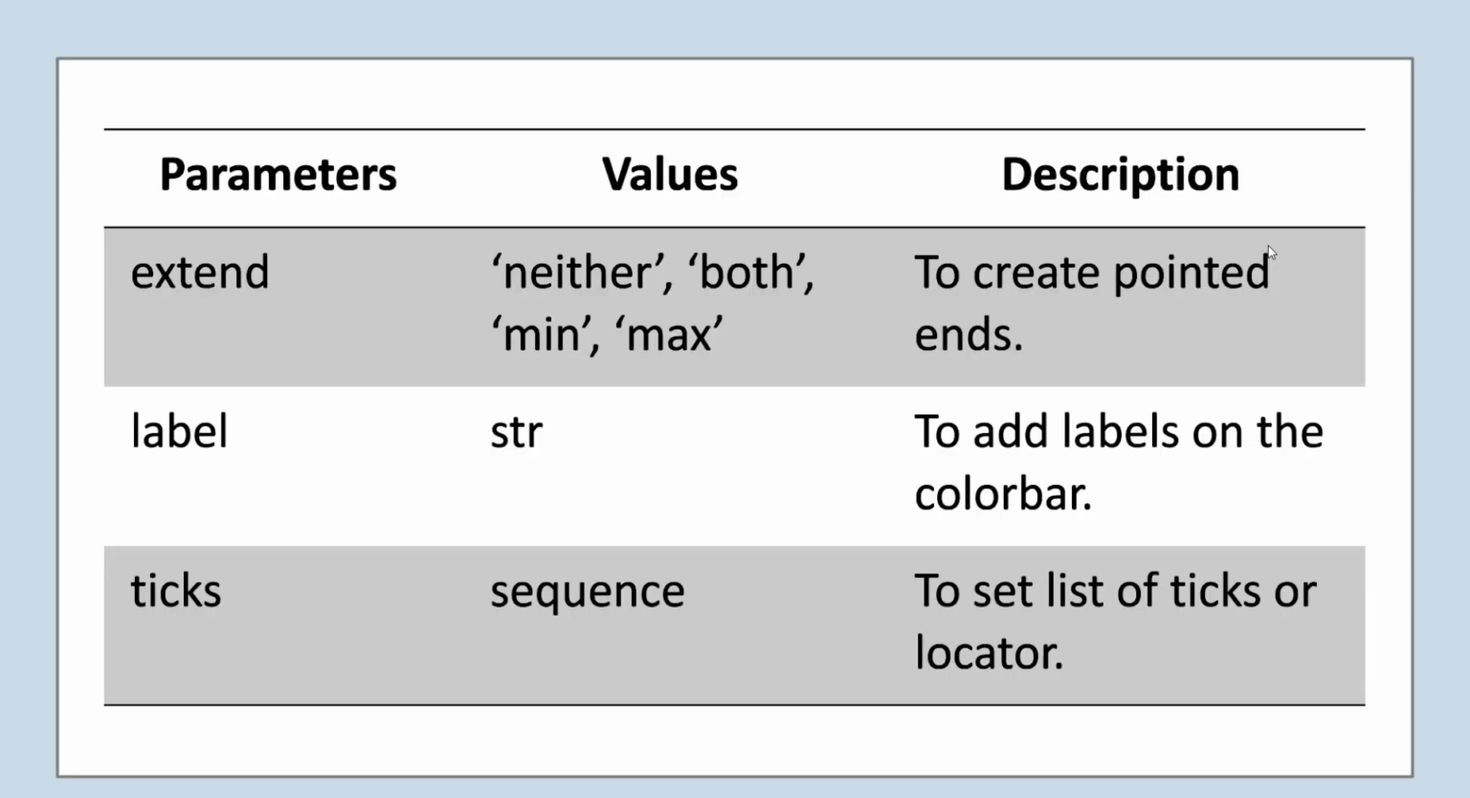So let's discuss each parameter in detail. The first parameter is extend. It takes value as neither, both, min and max, and it is used to create pointed ends. The next parameter is label. It takes value as a string and it is used to add labels on the color bar. And the last parameter is text. It takes a value as a sequence, and it is used to set the list of a text or a locator. So now we will see different examples related to color bar to clear our concept.